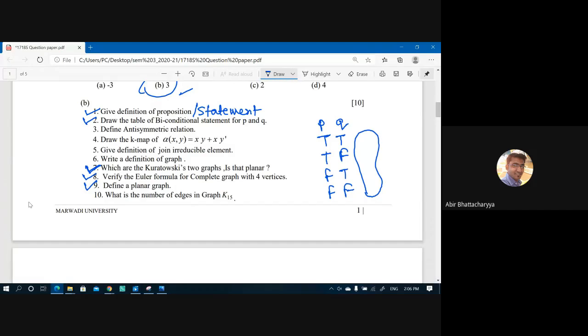Define a planar graph. You have to define a planar graph in a single line, a single sentence. Try to write the correct definition. I want the correct definition from all of you. In a single sentence, define planar graph.